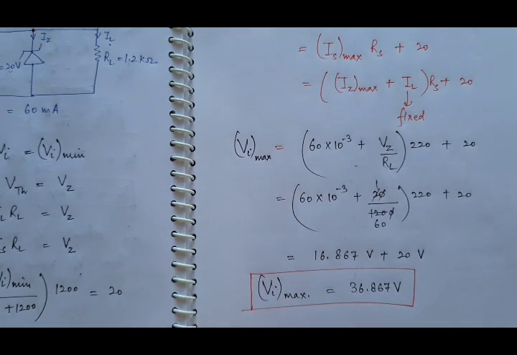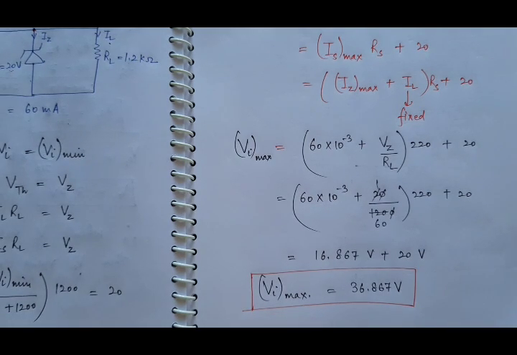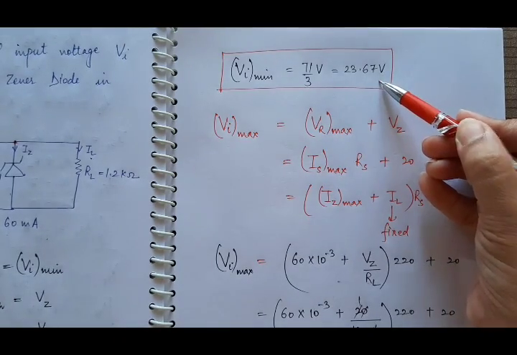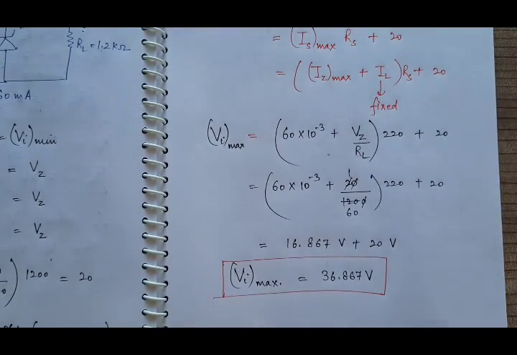So the range in which the Zener diode will remain on is 23.67 volts to 36.867 volts. So this is all about numericals based upon the Zener diode as a voltage regulator.